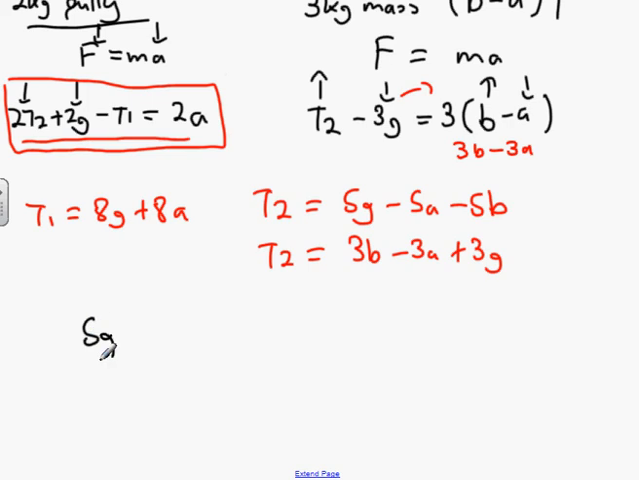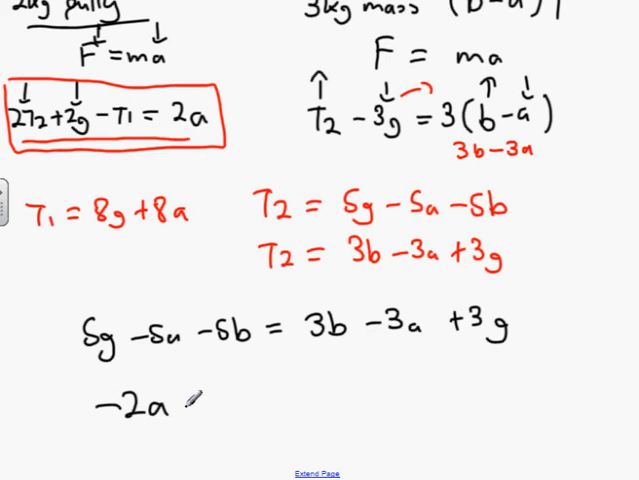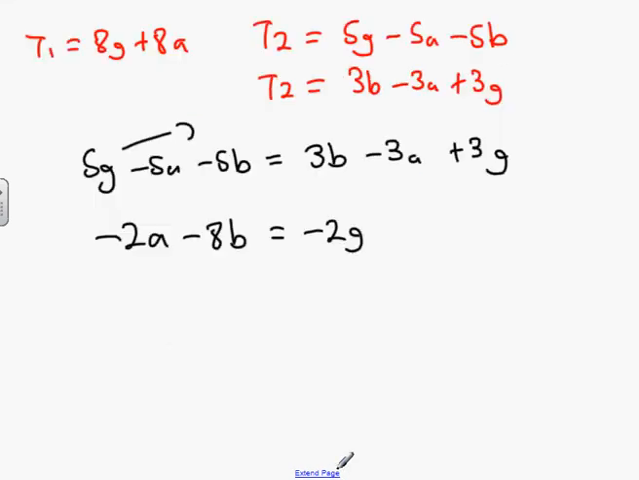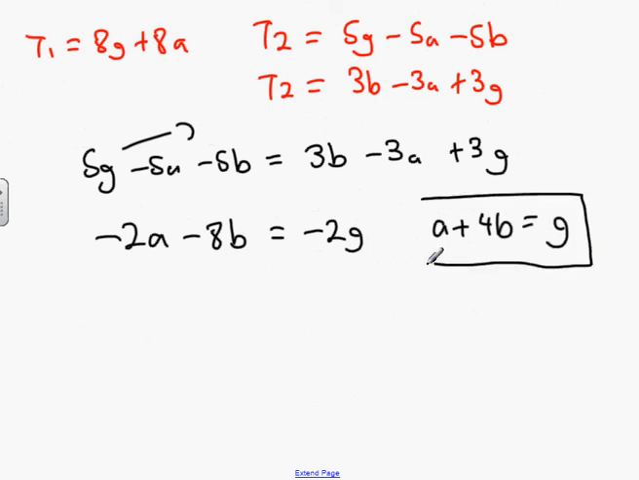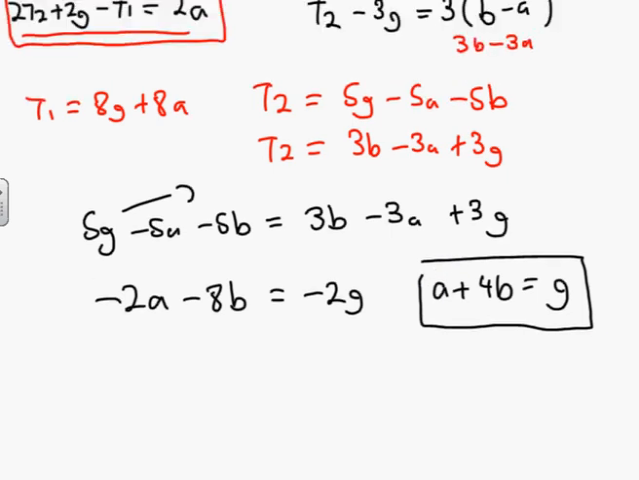We're going to get 5g minus 5a minus 5b equals 3b minus 3a plus 3g. Move the 3a over the other side, it's going to be minus 2a. Move the 3b over the other side, it's going to be minus 8b. Bring the 5g over to the other side, it's going to be minus 2g. Divide by 2 and multiply by minus 1, so divide by minus 2. And you get a plus 4b equals g. That's the first equation you have without T in it. Okay, one part of this simultaneous equation.